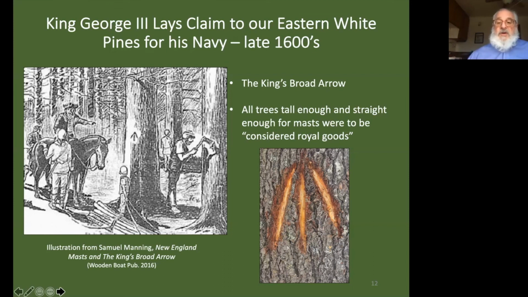That really ticked off the colonists. And you can see in some of the writings about this that this was really insulting to the max, if you will, because the colonists had been using these trees for all their wood needs and did not want the biggest and best to go to England.